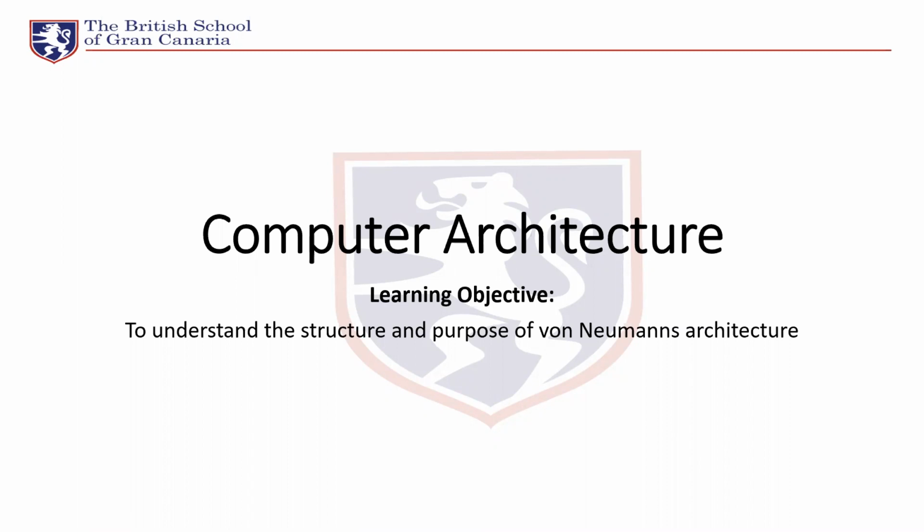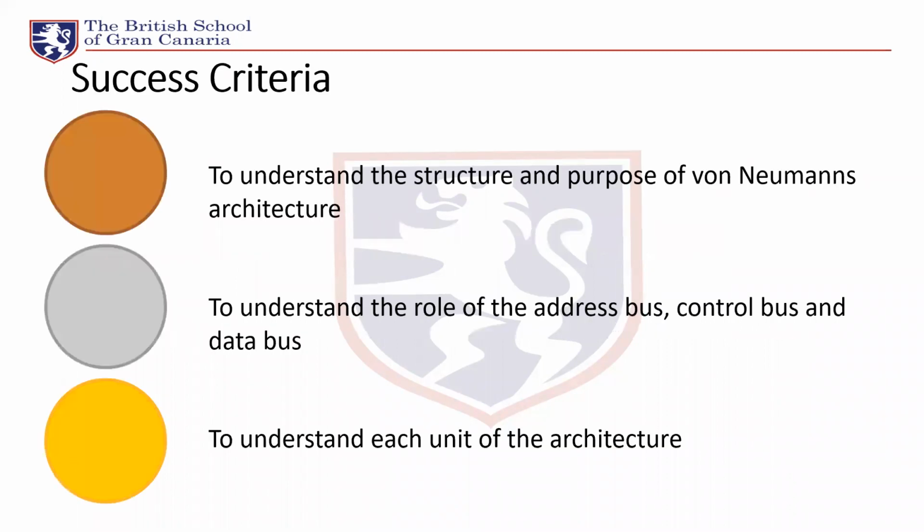Okay, the next one we're going to look at now is computer architecture and understand the structure and purpose of something called von Neumann's architecture. So the standard structure and the purpose of von Neumann's architecture is for bronze. Then you're going to understand the role of the address bus, control bus, and data bus for silver. And then for gold, you're going to understand each unit of the architecture.